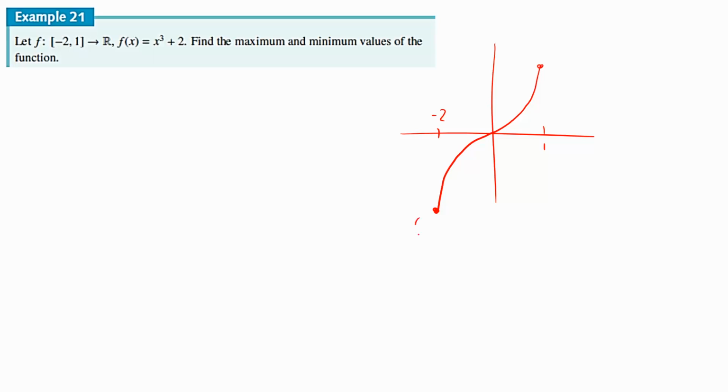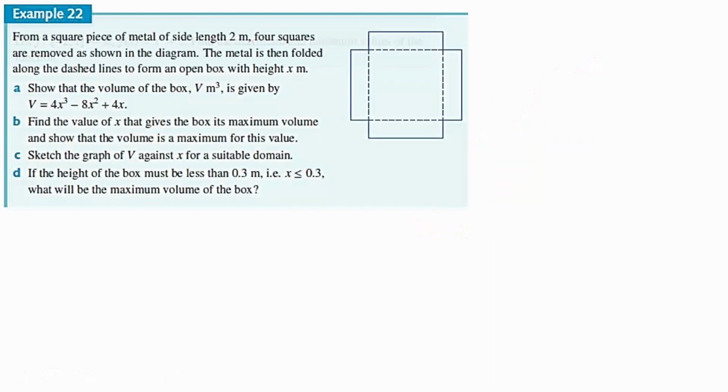So at -2, I will have my minimum. -2 cubed becomes -8 plus 2, which is -6. And then at 1, I should have 1 cubed plus 2, which is 3. So therefore my max has to be 3, and my minimum has to be -6. Hands up if you got that correct. Good, well done. Now, if you have a CAS, use a CAS. If you don't, you can do this by hand, it just takes a bit longer. Go with this one.